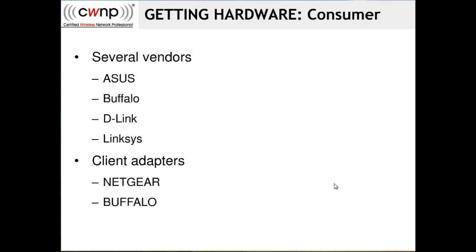Now, getting hardware. At the consumer level, and I'm not by any means saying these are all of the vendors' devices out there, but these are ones that I have right here in my lab that I can set up and use with a spectrum analyzer to look at the quality of the signal and these kinds of things. I've looked at some ASUS, Buffalo, D-Link, and Linksys on the AP/wireless router side, and on the client adapter side, Netgear and Buffalo. There are others out there too. These are just ones that I've worked with.